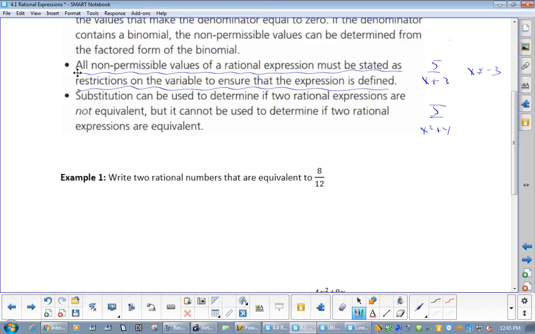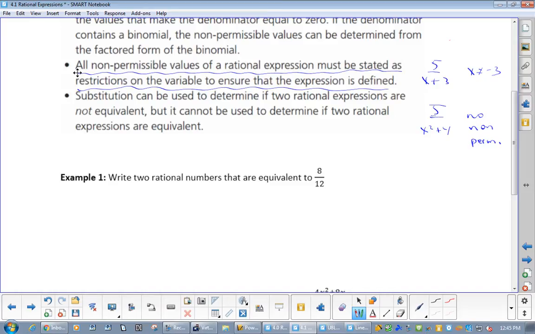Negative 2 squared is 4. 4 plus 4 is 16. See, there's no non-permissibles on that. How's that for philosophical right there? There is no non-permissibles. They're all permissible.